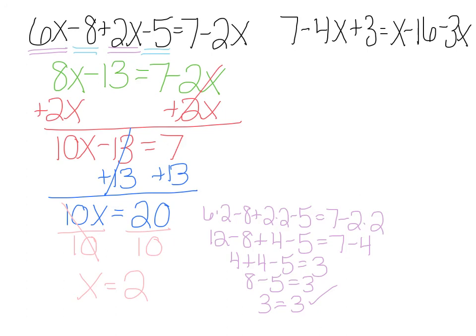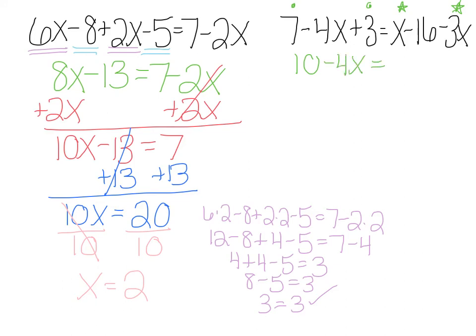All right, first thing we want to do is combine like terms. And what we can see is we have like terms on both sides of the equation. So in this one we have 7 and 3. And in this one we have x and negative 3x. So 7 plus 3 is going to be 10. And we still have the negative 4x.